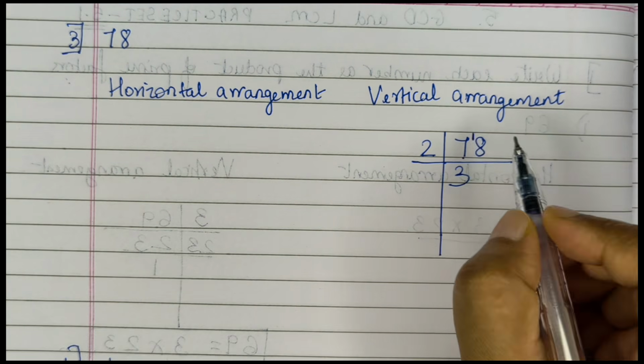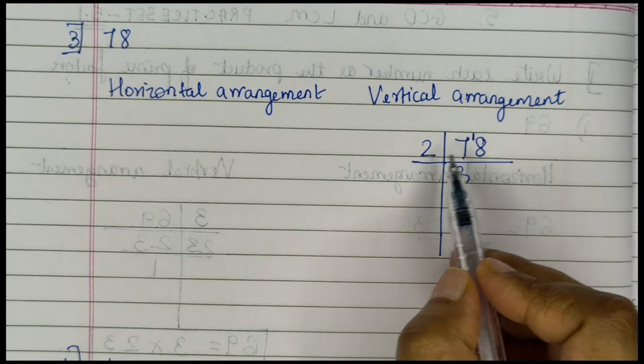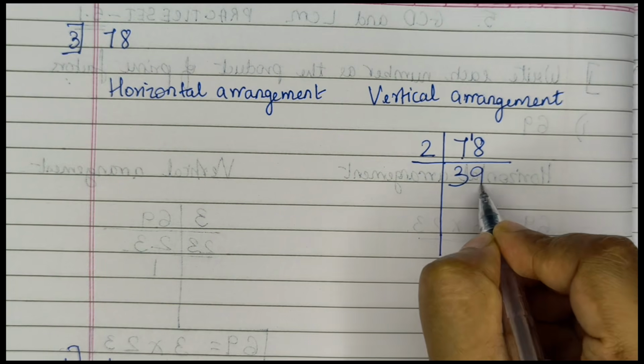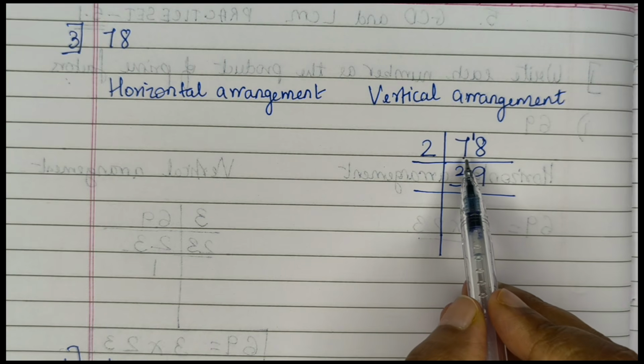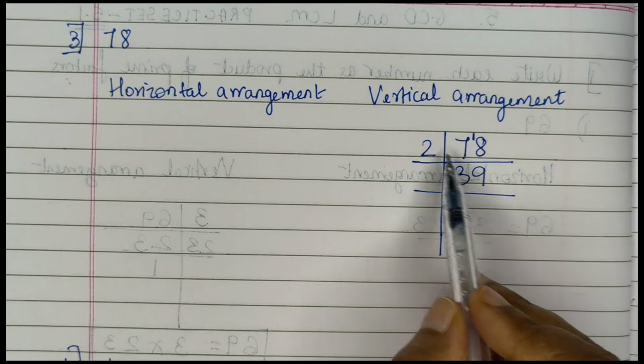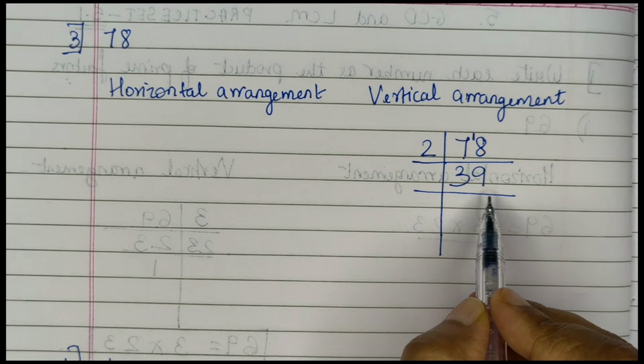1 is left. You carry 1. It becomes 18. 2 nines are 18. Understood? 2 threes are 6 in 7. 1 is left. Carry 1. 2 nines are 18. Now see the last number is 9.